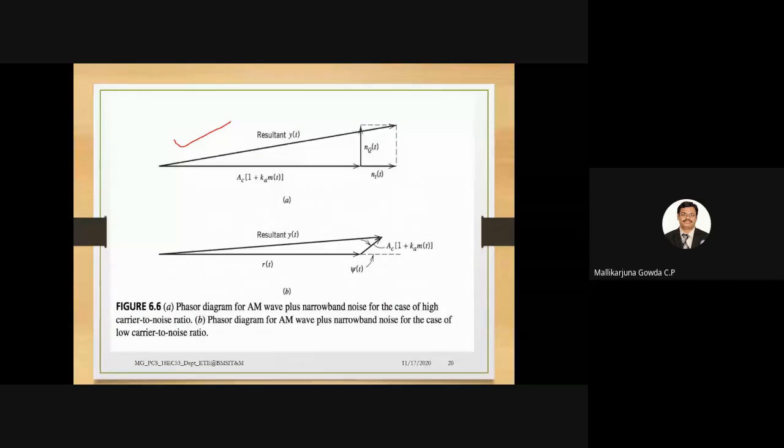I am taking this as reference. This is A_c (1 + k_a m of t). This is n_I of t from here to here, and the entire thing is a cosine of something. Cosine and sine have a 90 degree phase shift, so that is why I wrote n_Q of t perpendicular to this n_I of t. This is my n_Q of t at this point. I am adding that, and this is my resultant y of t.